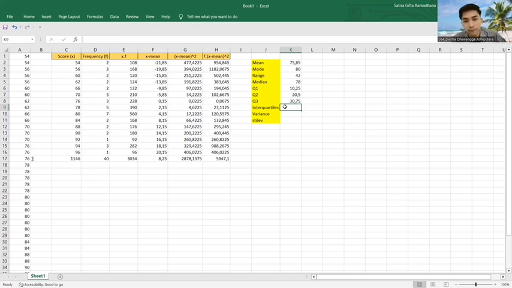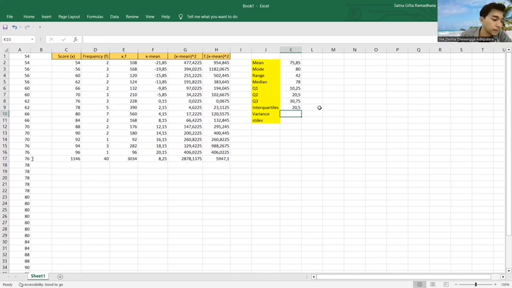So next we have to find the interquartile. To do this, just type equal and then third quartile minus first quartile, 20.5.